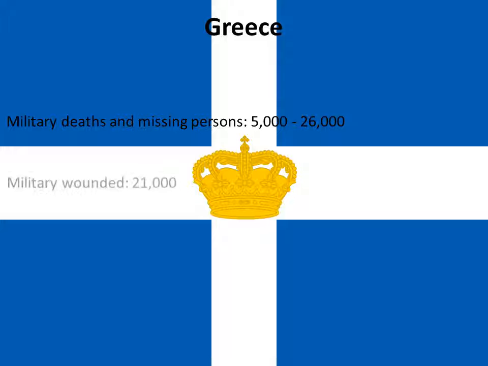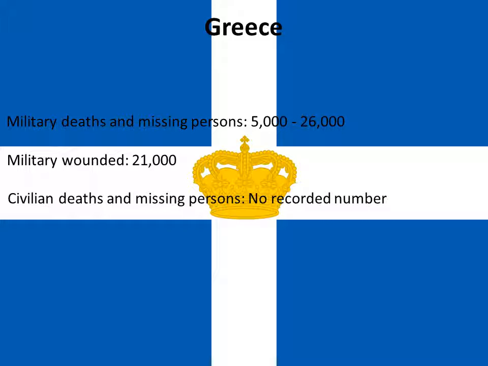Greece. Military deaths and missing persons are numbered at 5,000 to 26,000. Military wounded is numbered at 21,000. Civilian deaths and missing persons have no recorded number.